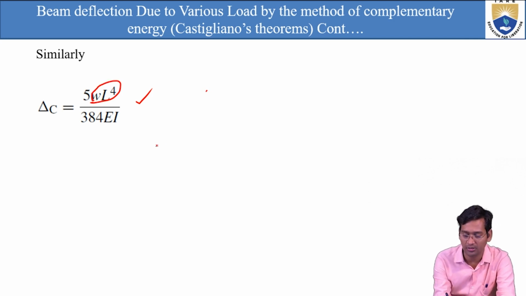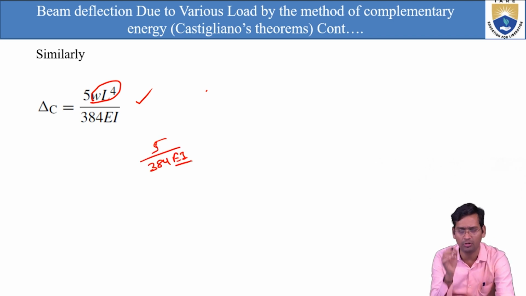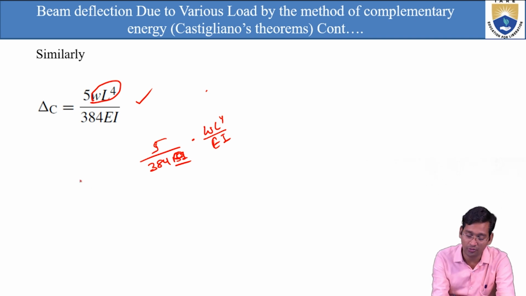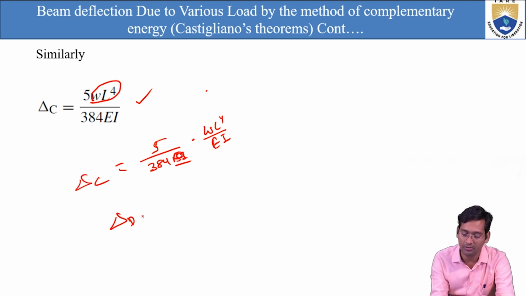So see the comparison here: 5 by 384 EI. EI will be constant because the same material is there, right? And into WL power 4. So I'm just writing here WL power 4 by EI. So this is for delta C. Now, what is delta B?